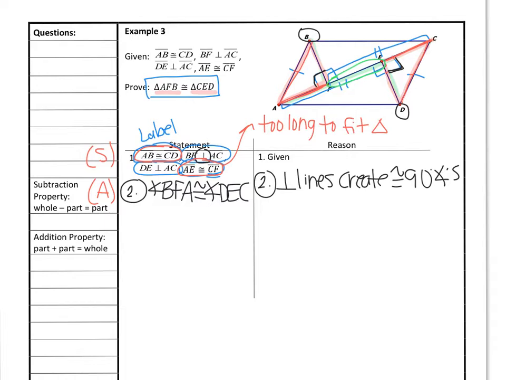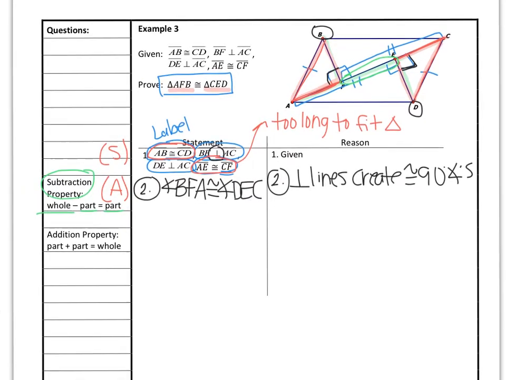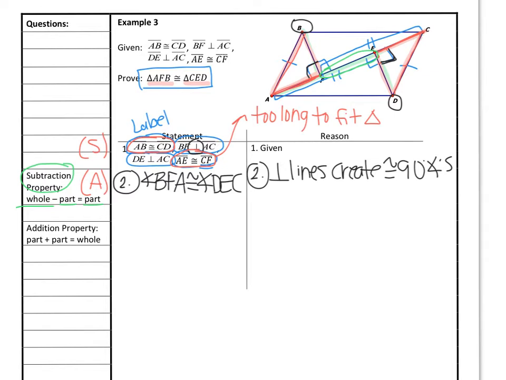So we're actually going to use what's called the subtraction property. The subtraction property is the idea that if you have a whole piece that's too long, we're going to subtract off a part, and then we're going to be left with the part that we want. And conversely, when we need to add segments together, it's called the addition property. So if you were given 2 parts that were too small, you would add them together to get the whole piece that you need for your triangle.